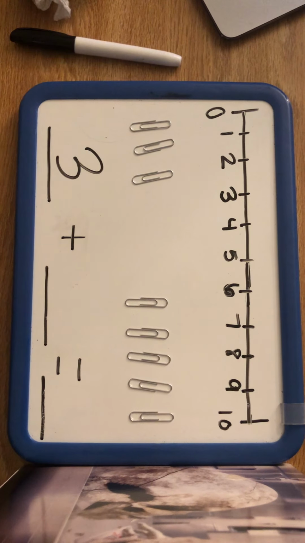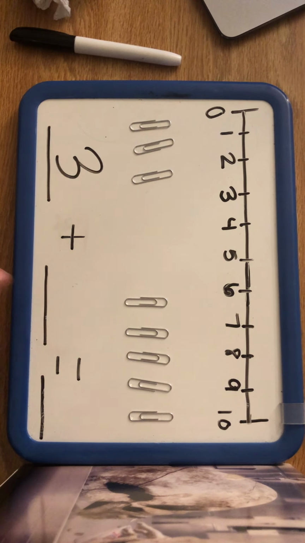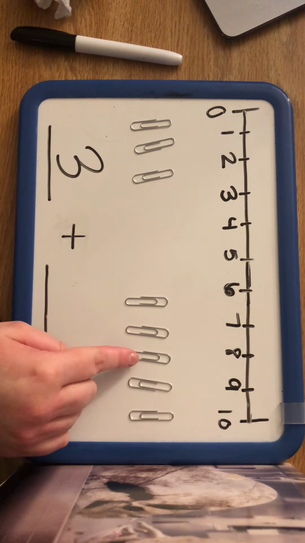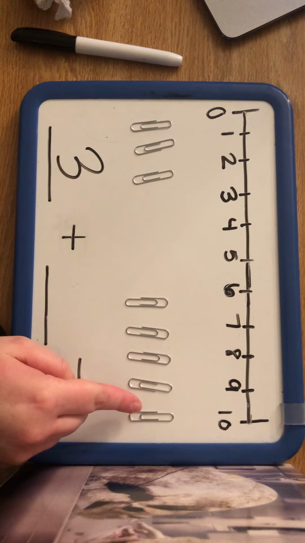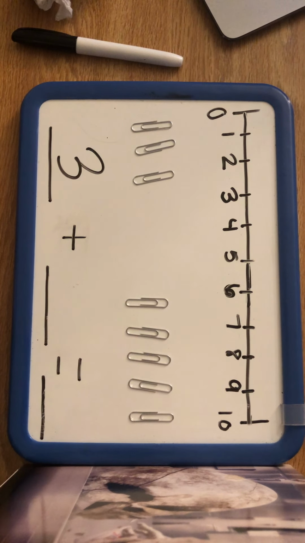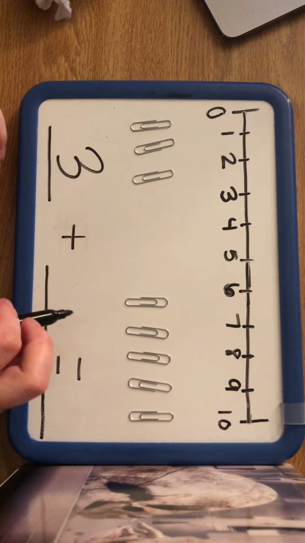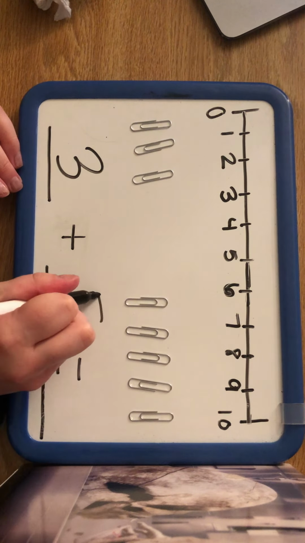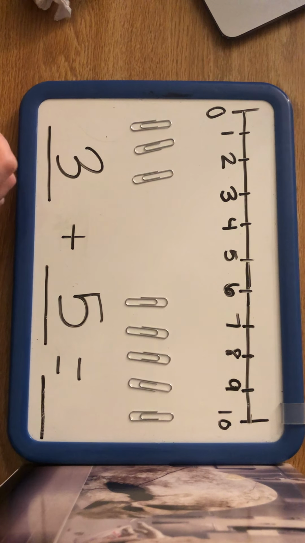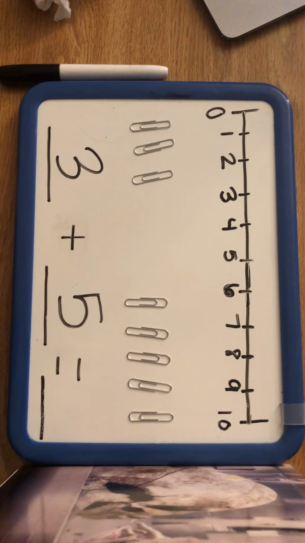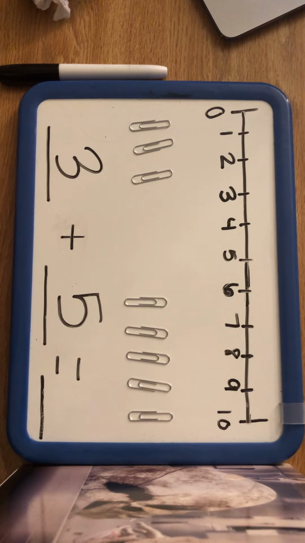Now, let's count how many paper clips are in the second group. 1, 2, 3, 4, 5. Class, how many paper clips do I have in the second group? 5. Great job. I'm going to write the number 5 in the second blank. Now, we're not done, are we? We need to find out how many paper clips there are all together.